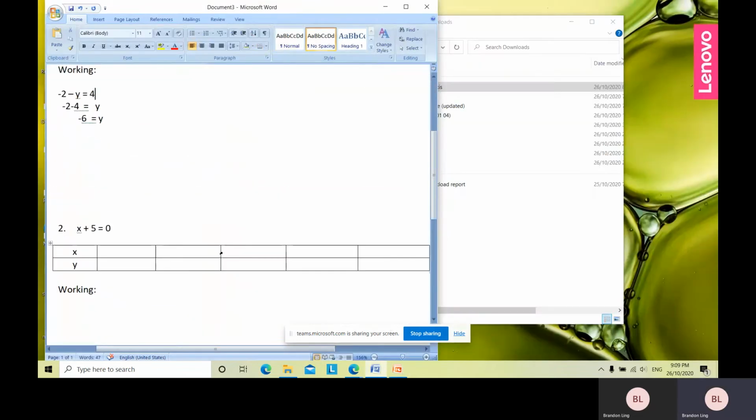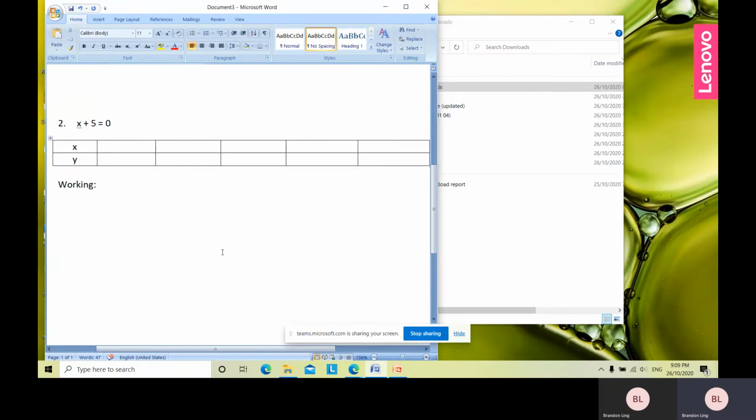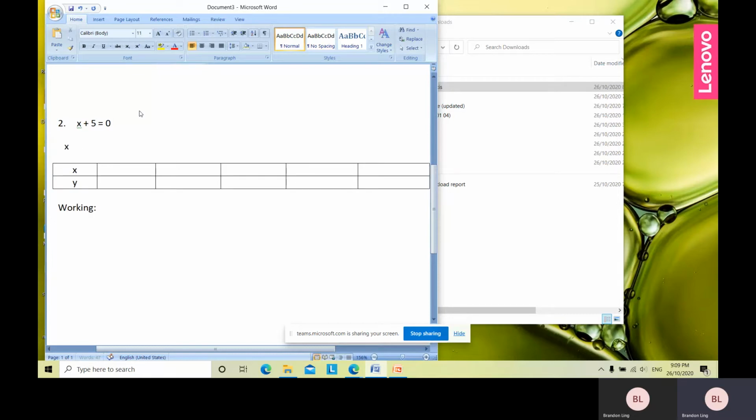Next, we move on to the second question: x plus 5 equals 0. For this question, you can reorganize the values. You get x equals minus 5.